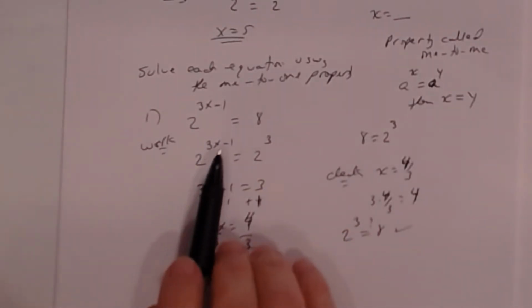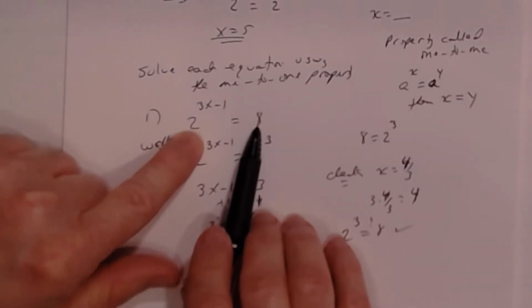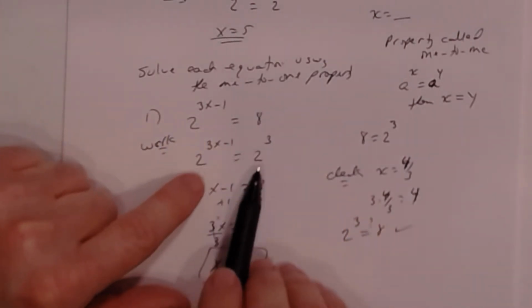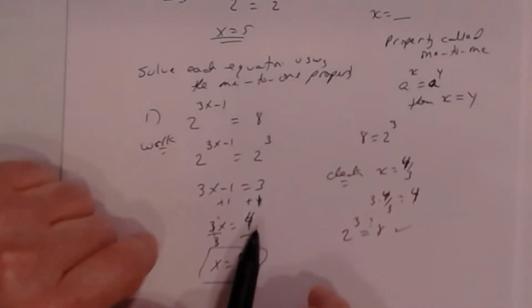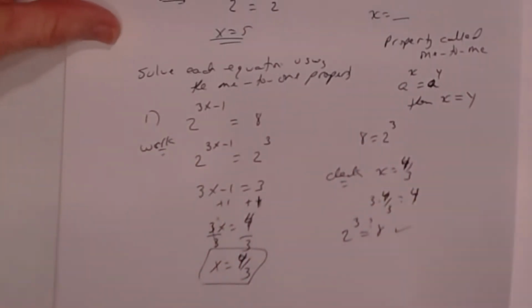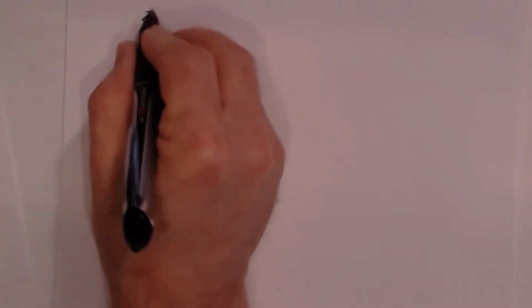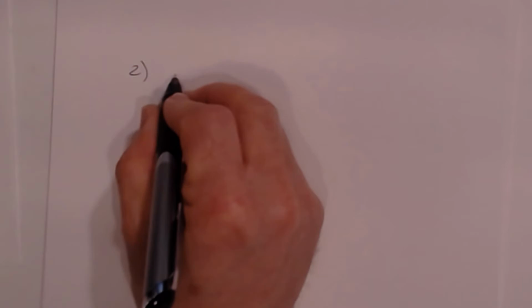All right, but that's all you do. So the idea is to get the bases to be the same. Then you can use the one-to-one property that says if the bases are the same, then the exponents have to be equal. All right, let's look at another one. So this is number 2. It's not difficult. It's just that you have to think about how you can get those bases to be alike. That's the idea.